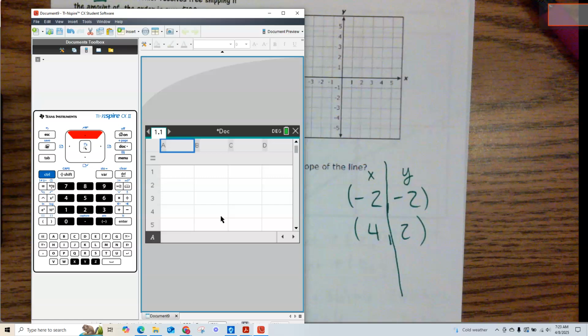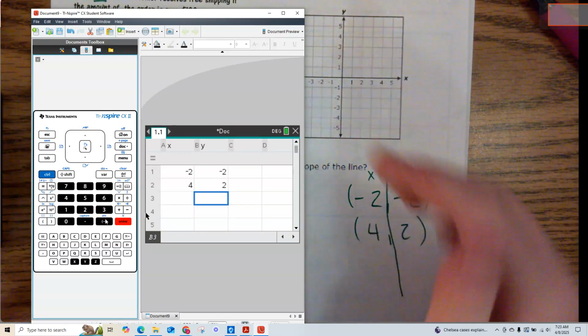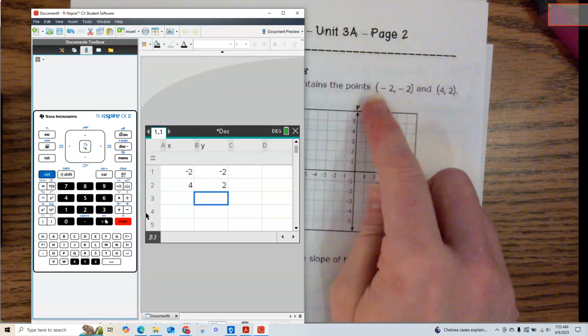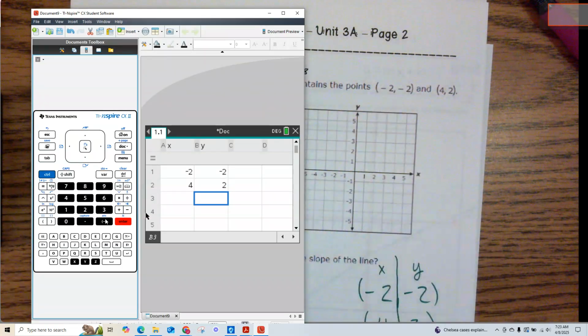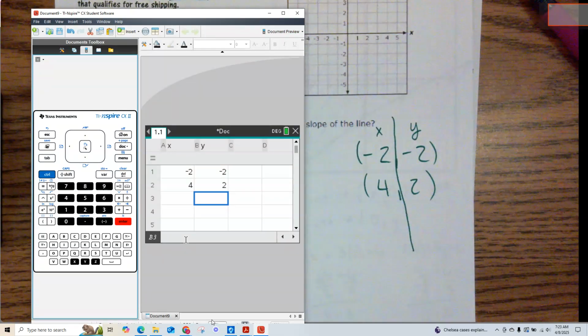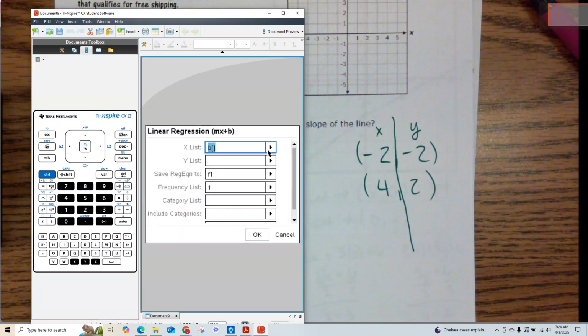So list in spreadsheets. Put an X next to the A, a Y next to the B. I'm going to type my X's in. I'm going to type my Y's in. So the whole point of this is to create a table to keep everything nice and neat, where you're not trying to go from this format to a table format. It's really easy to switch numbers. So if you make yourself an organized list, things stay a little bit neater. We're going to do menu, 4, 1, and then 3 for linear regression. Change the X list to X, the Y list to Y.